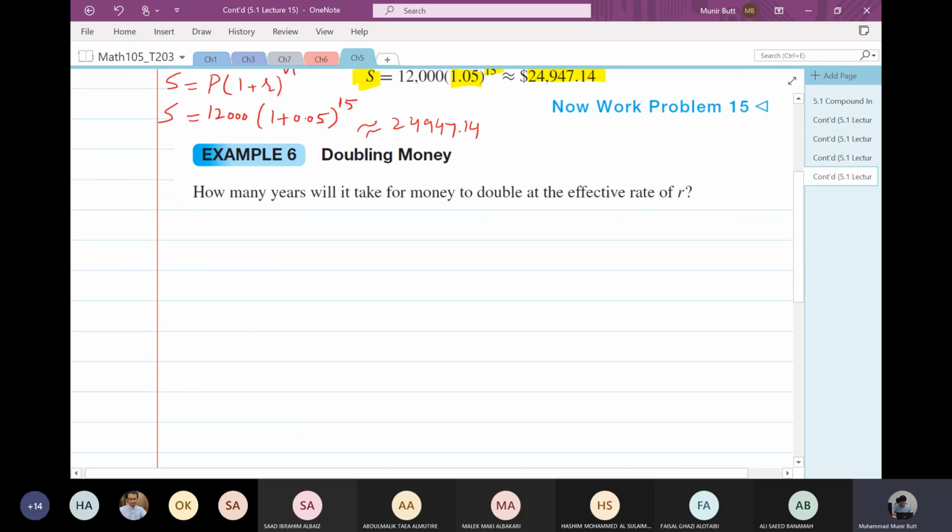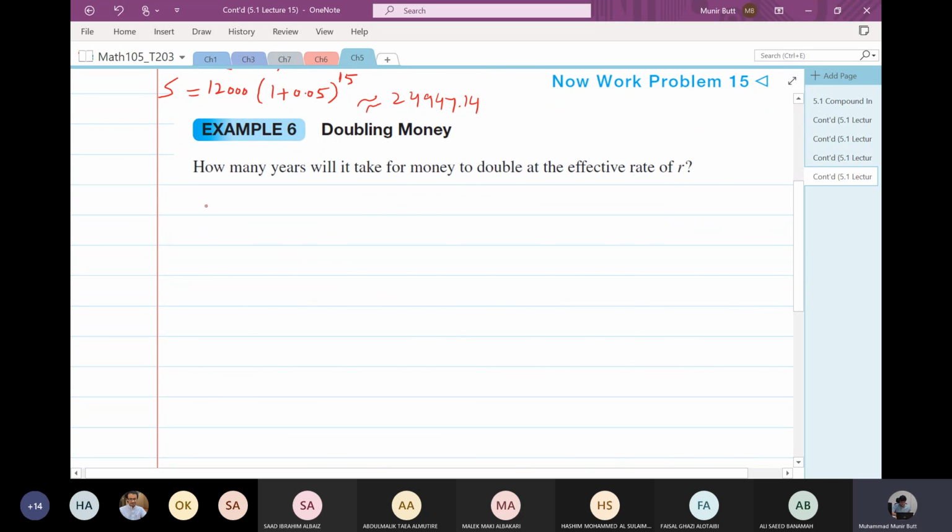Okay, now this is the last question, and I ask you to solve it by yourself. How many years will it take for money to double at an effective rate of R?